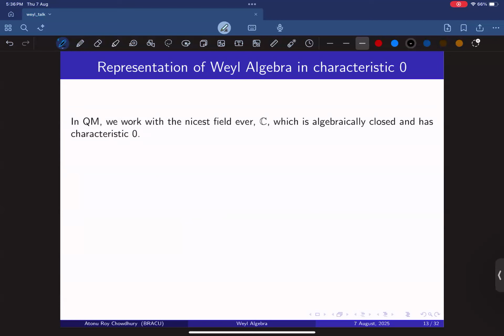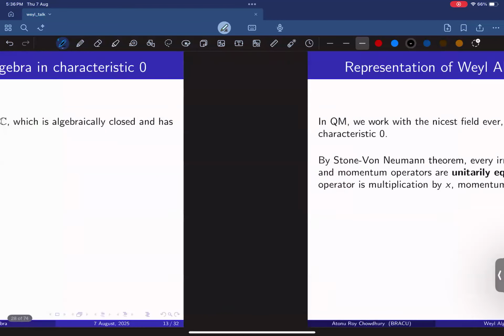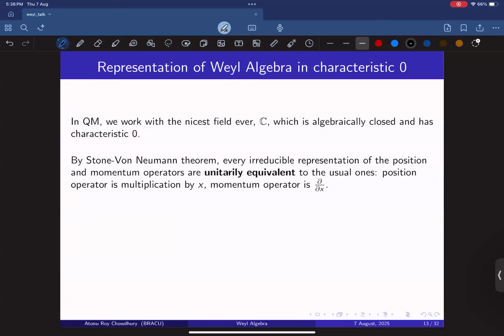There's a very important theorem in quantum mechanics, the Stone-von Neumann theorem, that says that every irreducible representation of position and momentum operators is unitarily equivalent to the usual one, which is multiplication by x. This is the position operator, and the momentum operator is i h-bar del/del x. And in which representation space are these operators acting? Well, in quantum mechanics, we work on L2 of R mainly, right? So on this space, these operators act. And this is an infinite dimensional space.